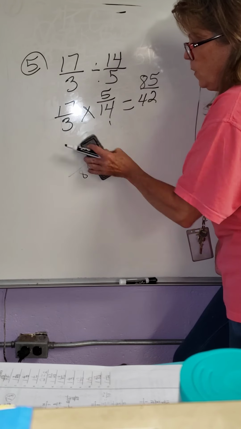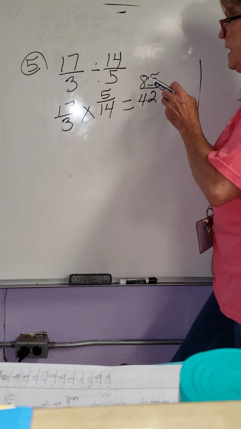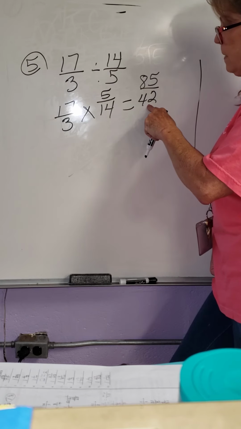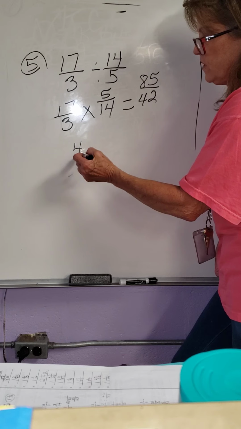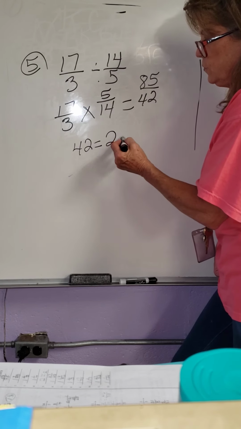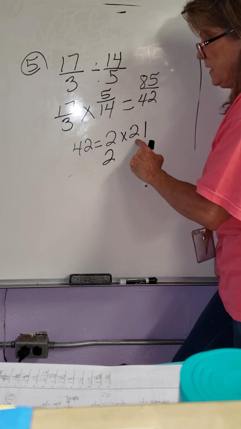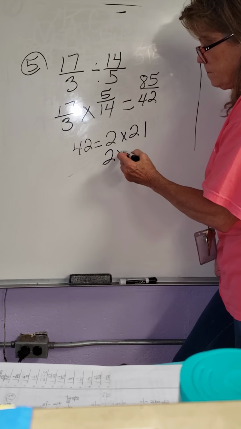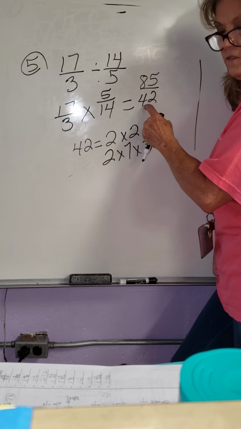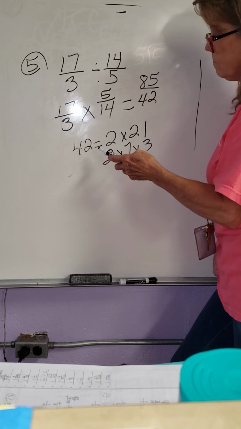Now, here's where your greatest common factor comes in. Oh my goodness, them are big numbers. Can I divide by anything to reduce that? Well, I'm going to take the smallest number and break it down like a greatest common factor. What times what will give me 42? 2 times 21. 2 I can't break down. What times what gives me 21? 7 times 3. These are the only numbers that will go into 42. So I've got to see if one of these numbers will go into 85.